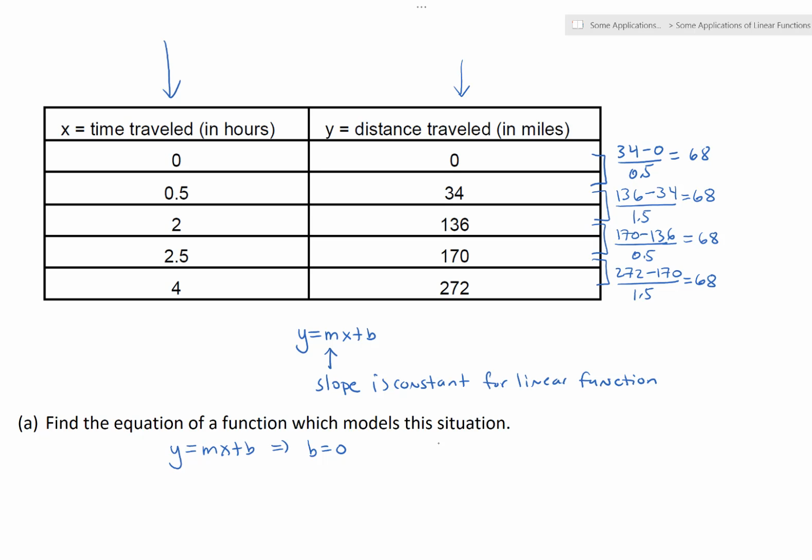Now we could use any other ordered pair we like to plug in to get our slope, or just notice we already computed the slope over here, right? That 68 is our m value, our slope. So in this situation, y is going to be 68x. So Maurice is traveling basically 68 miles per hour here.